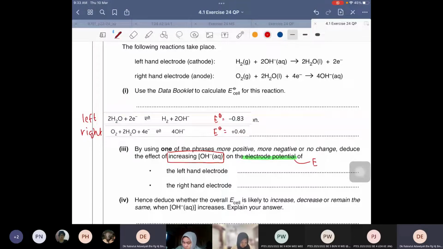Okay, so looking at the first half equation, increasing OH minus means you are favoring the reverse reaction, correct? When you reverse reaction, that means you're going backwards, you are becoming more negative. Another reason to look at that is because you're producing more electrons, so you are becoming more negative. So easy, you just answer more negative.